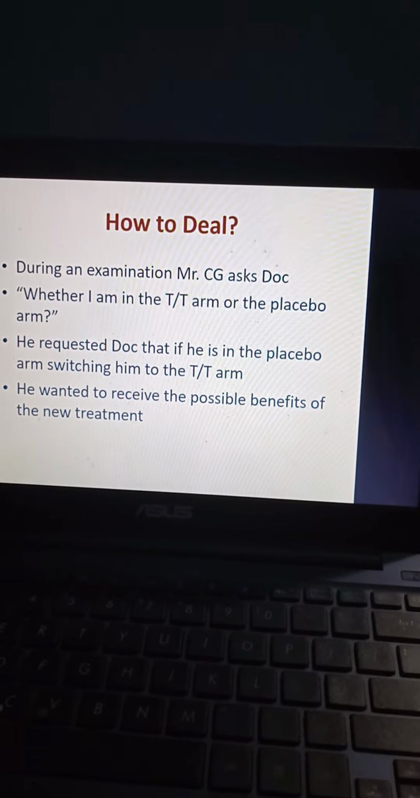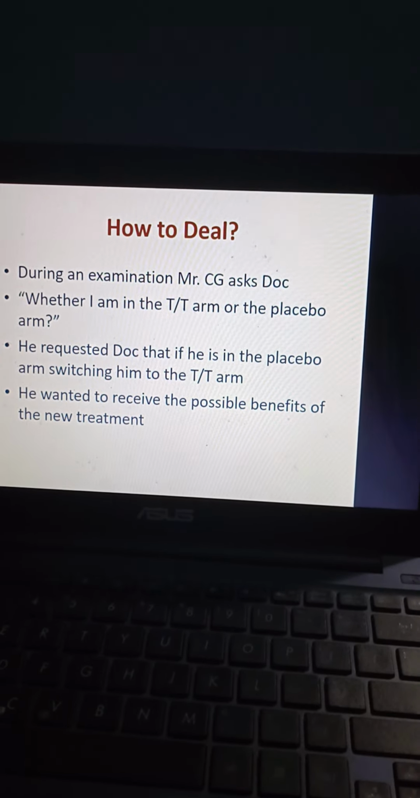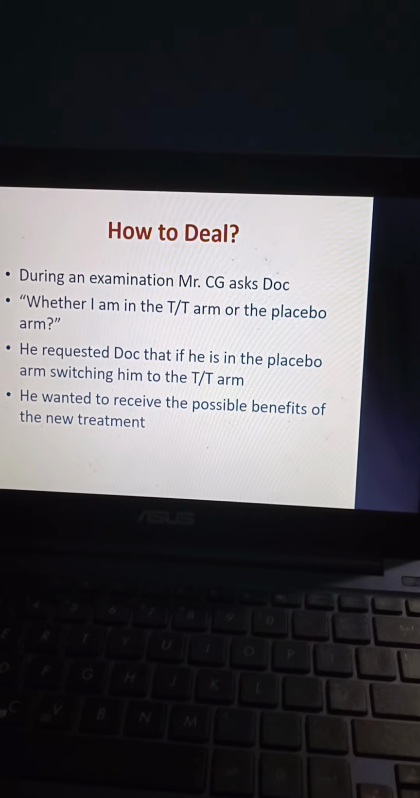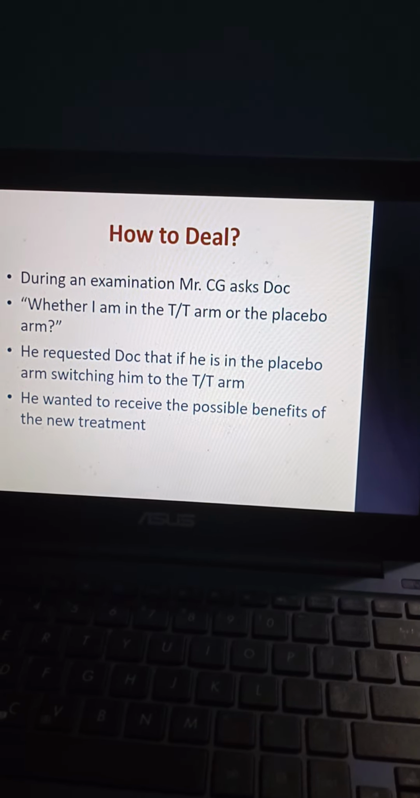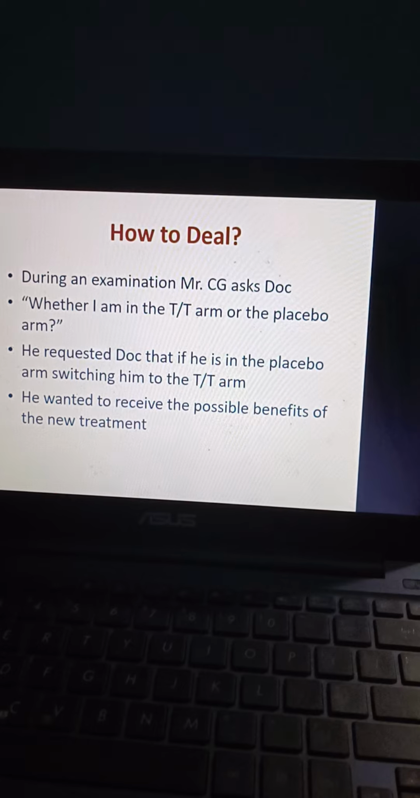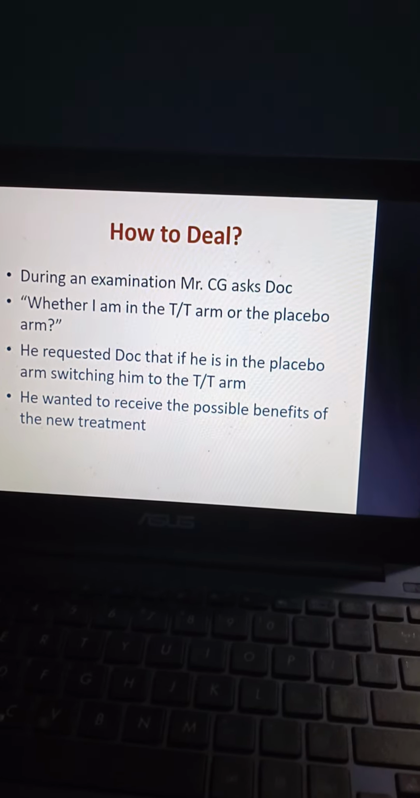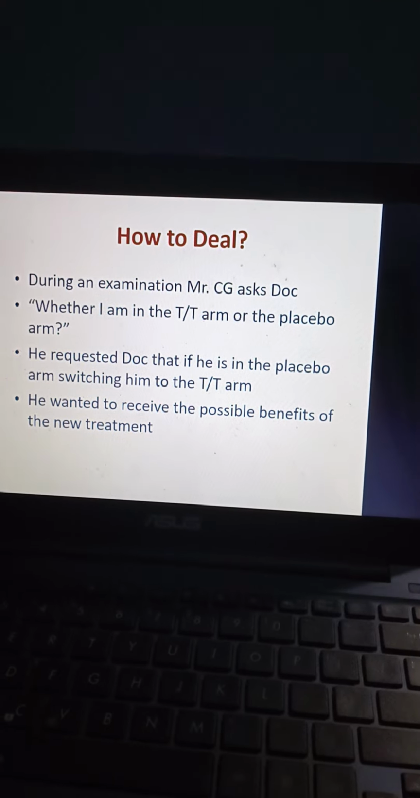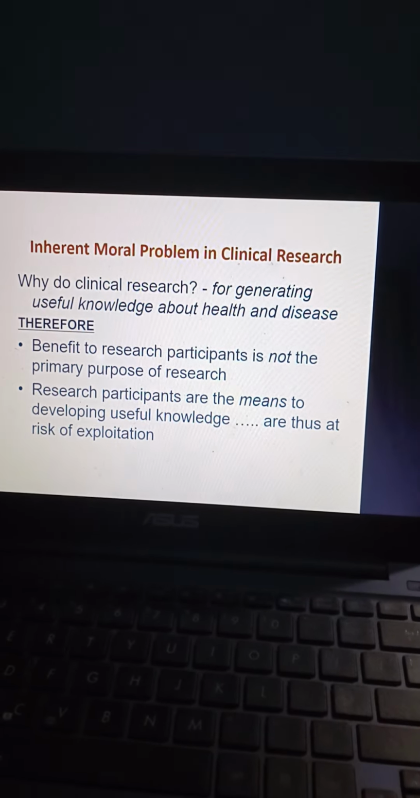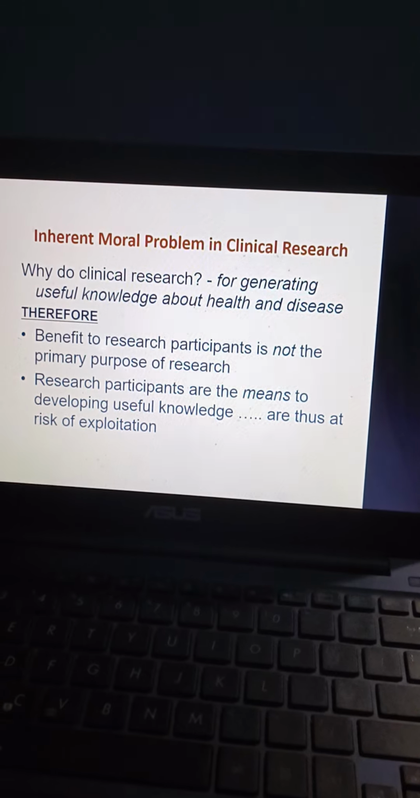How to deal? During an examination, Mr. CG asks the doctor whether he is in the treatment arm or the placebo arm. He requests that if he is in the placebo arm, the doctor switch him to the treatment arm. He wants to receive the possible benefits of the new treatment. Inherent moral problem in clinical research.